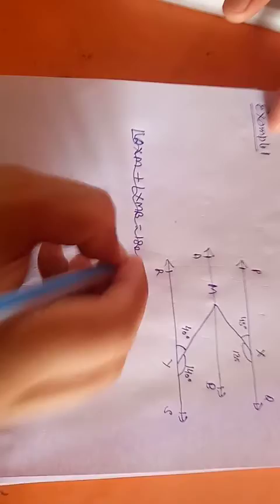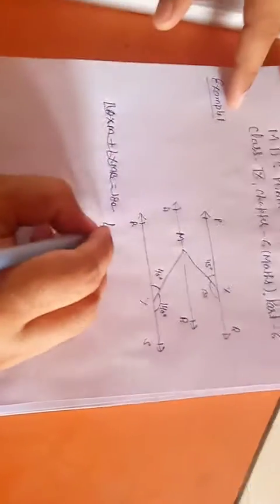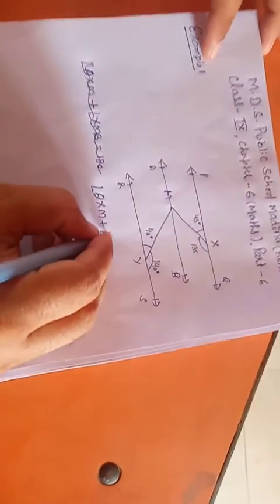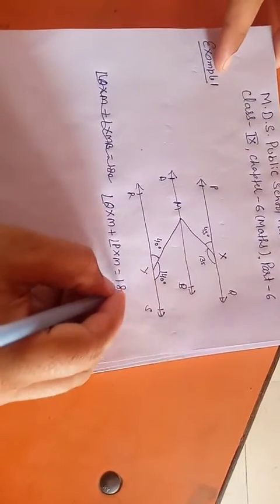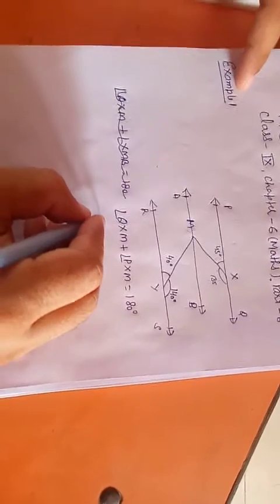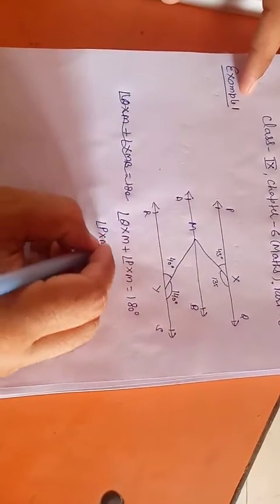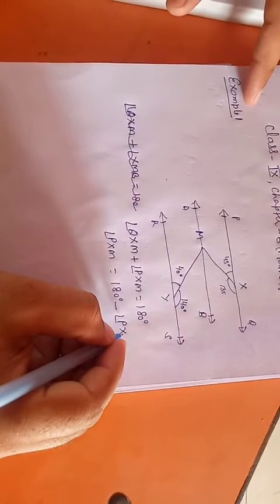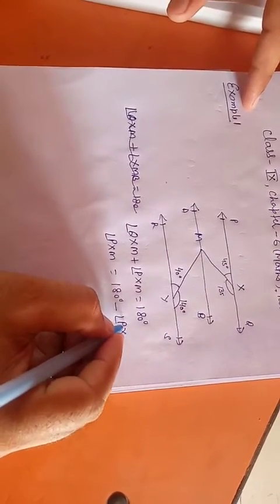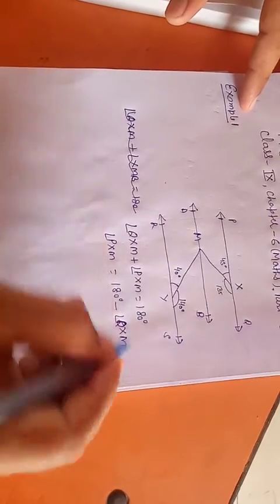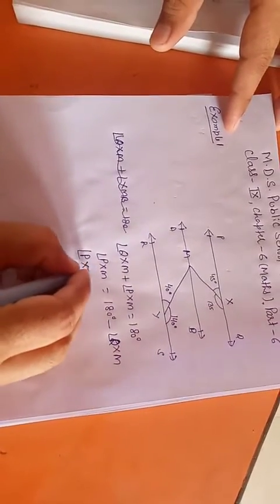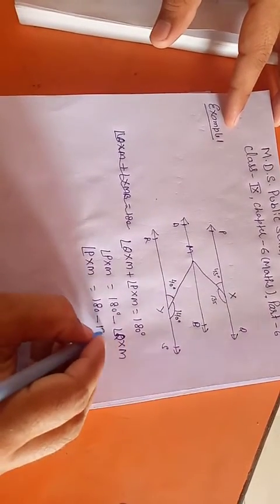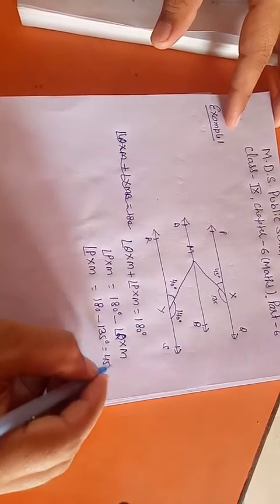Otherwise you can apply another method also. Angle QXM plus angle PXM is equal to 180, linear pair. So angle PXM is equal to 180 degree minus angle QXM. So angle PXM is equal to 180 degree minus 135 degree. How much degree? 45 degree.